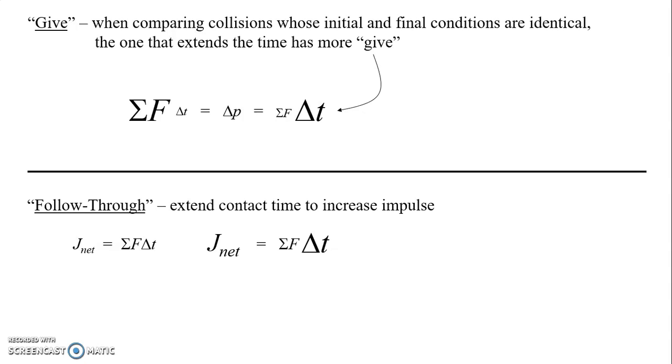Now, give and follow through can be confused with each other because both deal with an increase in time. You just have to be very, very careful. In give, no matter what, the delta p, or the net impulse, will stay the same. Right? In a collision, no matter what, you're going to come to rest. You're going to lose all of your momentum, so the net impulse on you will always be the same. Changing the time, therefore, changes the force. But in follow-through, you're changing the time to specifically change the impulse. These are just not the same thing, and the more you look at them, hopefully the clearer it becomes.